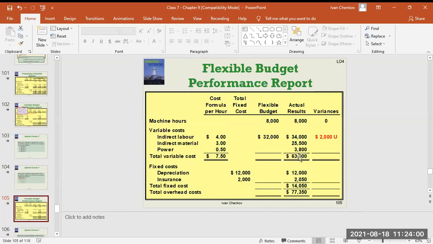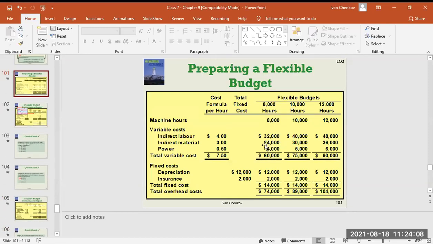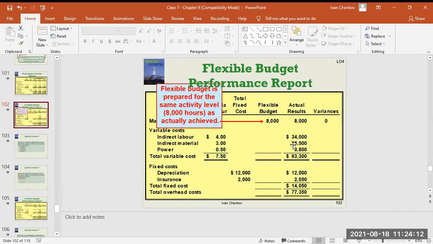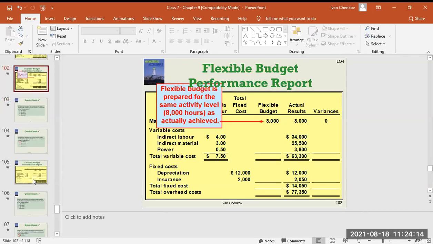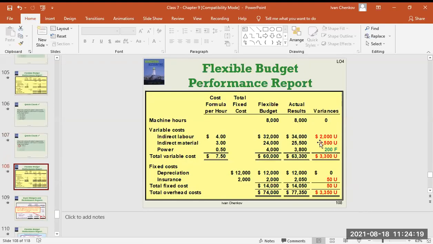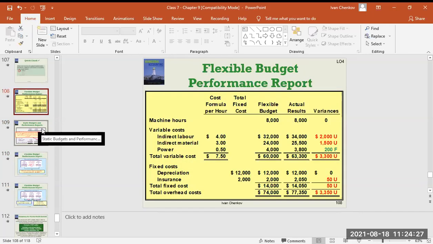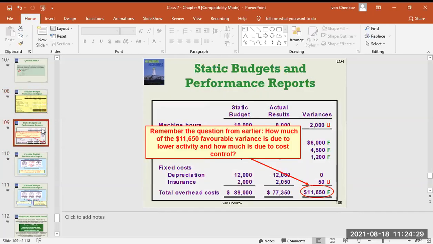which is exactly this. The next question will be, what's the variance on the indirect material when the flexible budget for 8,000 is used? So for 8,000, we expect to spend 24,000. In reality, we spent 25,500. So that will give us 1,500 unfavorable, which is that much. And for the power, we already said 200 favorable. So now once we have those numbers, we can hold somebody responsible.